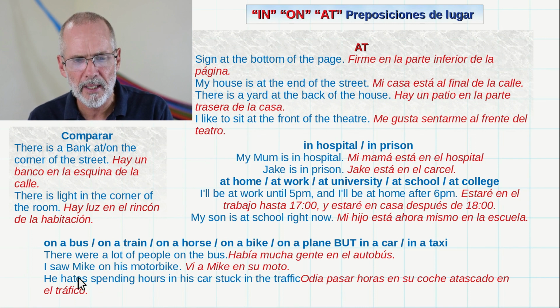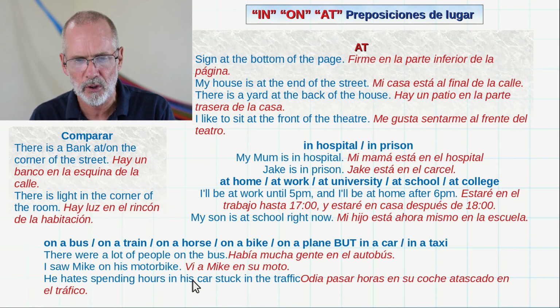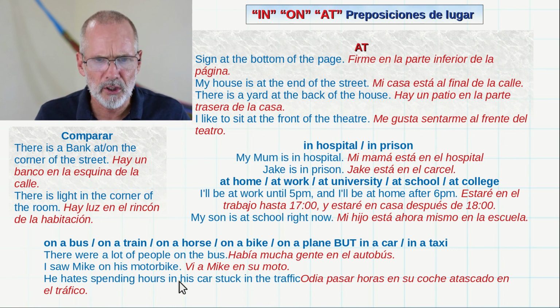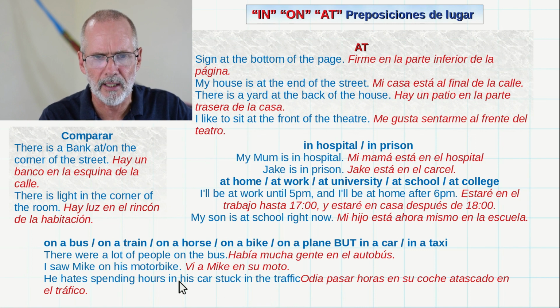He hates spending hours in his car stuck in the traffic. Aquí tenemos dos ejemplos de in. Tenemos in his car y también decimos in traffic. Muy bien, entonces déjame leer esos. Antes que terminemos, voy a leer esos aquí para que tengan la pronunciación.